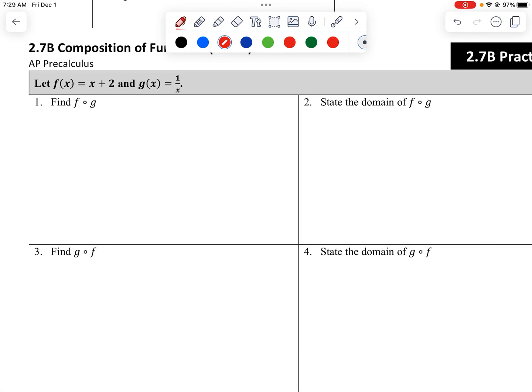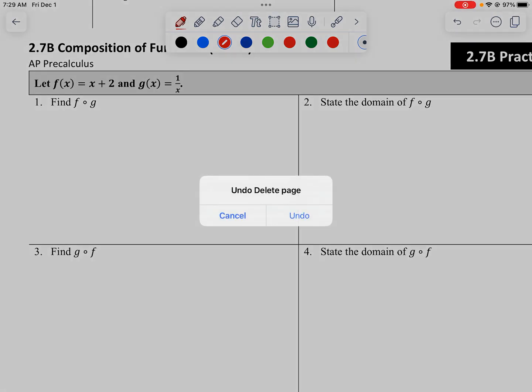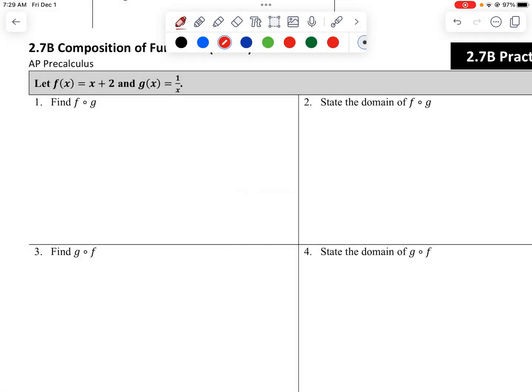Right, so let's take a look at our assignment here. These were probably the hardest ones from yesterday. So we're finding f of g of x. Let's take our g of x and replace it here. So this is really f of 1 over x.